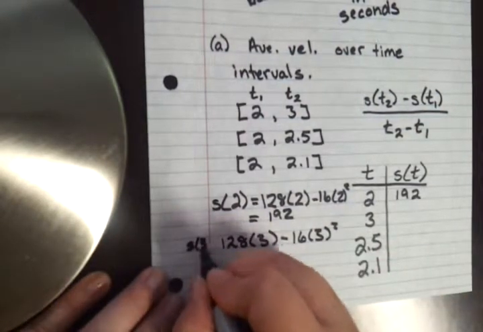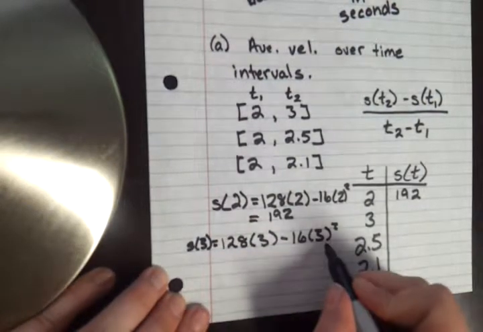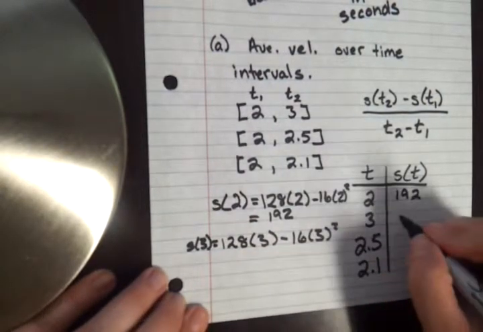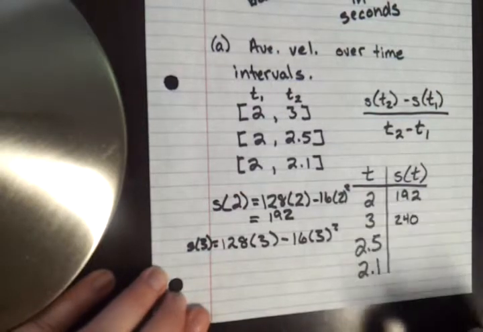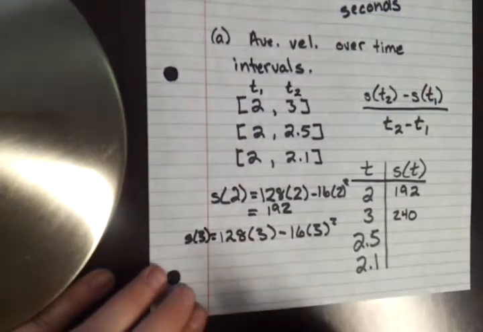That's S of 3. I should write that here somewhere. And if you actually solve that, plug it into your calculator, you're going to get 240. Same idea with T of 2.5.